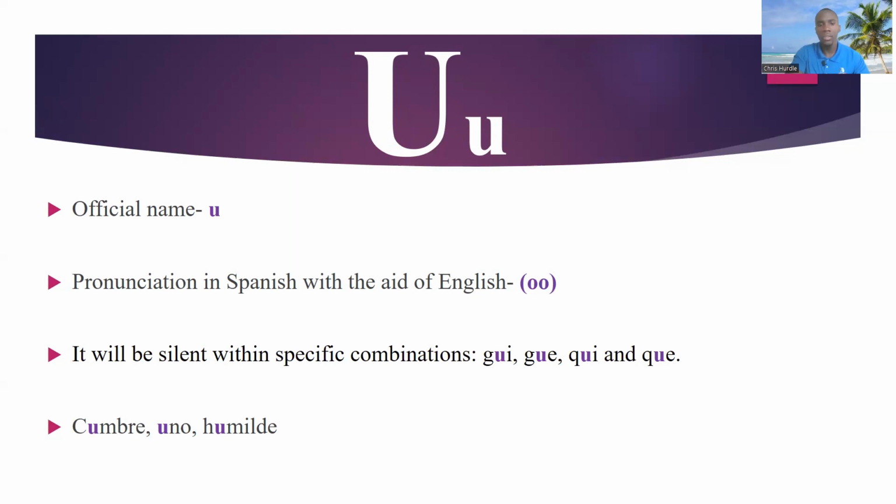So cumbre, uno, humilde. Obviously, in the examples here, the U is not silent. The U will be pronounced like u, right? So cumbre, uno, humilde. Cumbre means summit. Uno means one, as a number one, and humilde means humble. Okay.